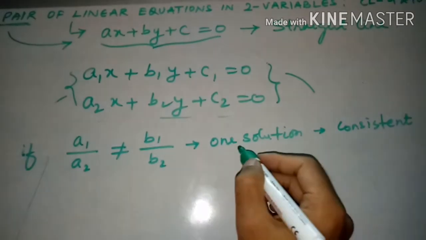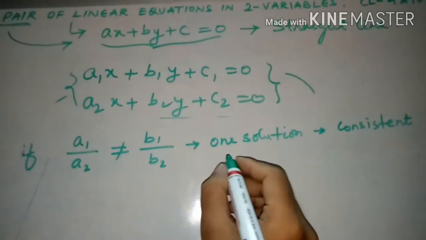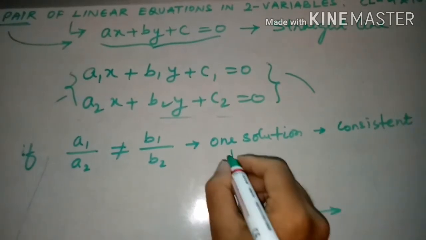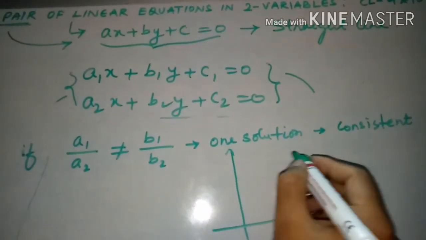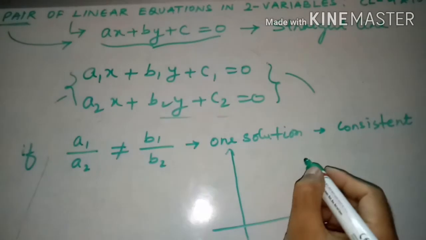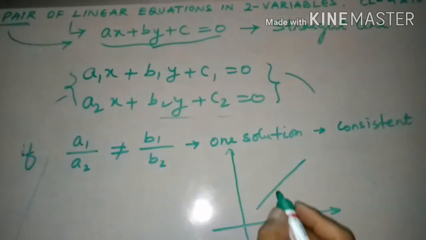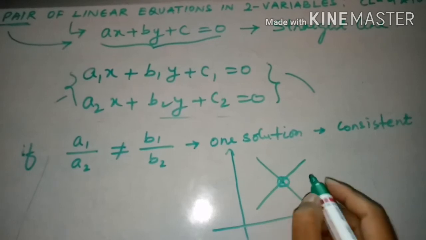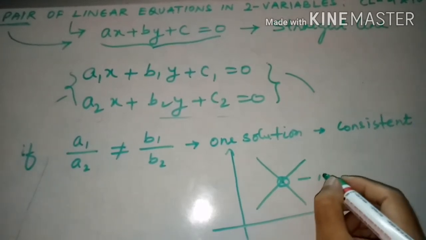Then if it has one solution, what will be the graphical representation now? The graph, suppose this is the x-axis, y-axis. Now when I draw this equation, I draw one graph. Then for the second equation, I draw another graph. The two equations will be meeting at one point, so intersecting at one point.